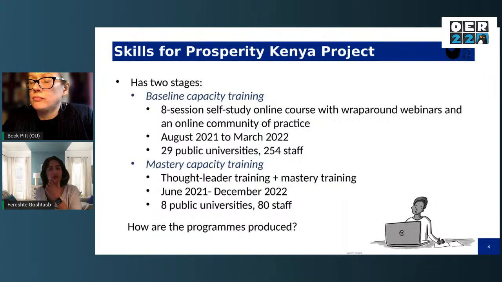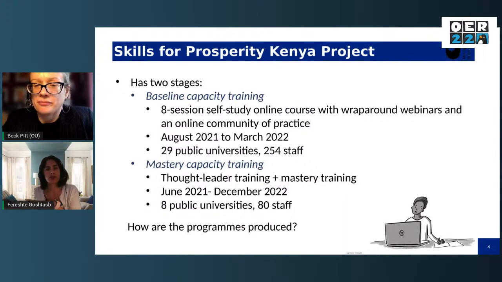And it was supported by wraparound webinars and an online community of practice. The course was open, it is still open, to 29 public universities from last August 2021. And by this March, I don't want to say we closed the course because it's still open, people can approach, but we've moved from that stage and we are focusing on another stage of the project. And so far, 254 members of staff in different roles completed that course and engaged with that online training.